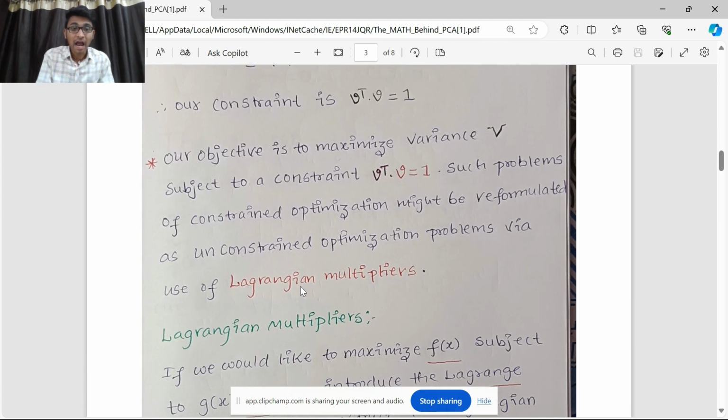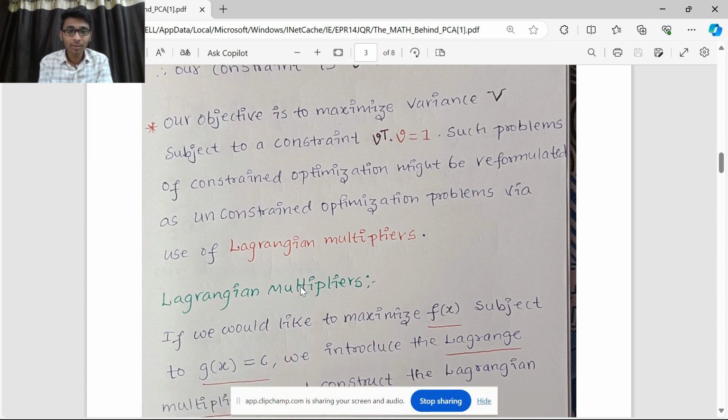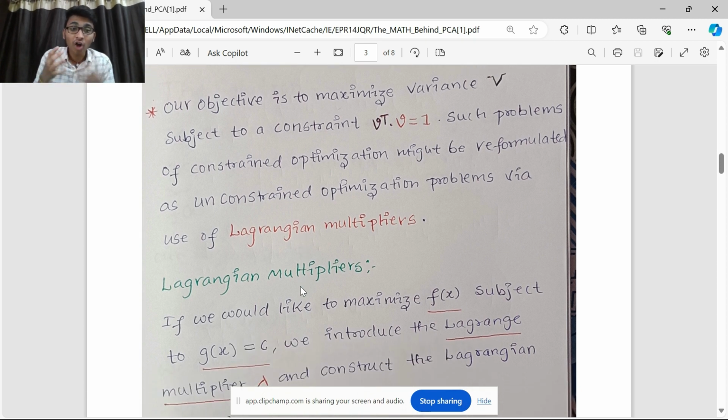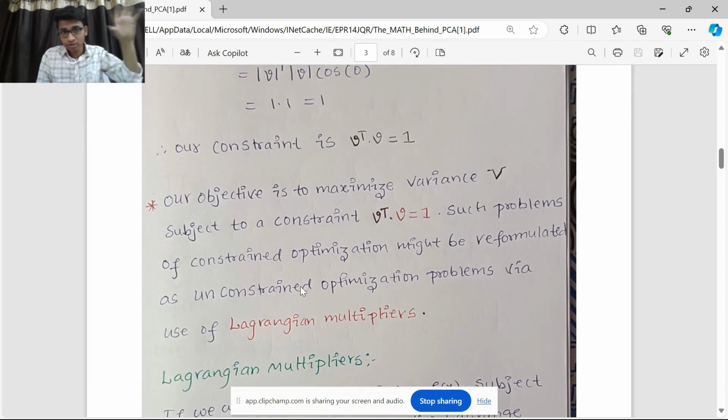Now let's get in. Our objective is to maximize this variance subject to the constraint V transpose dot V equal to 1. For such problems, the real magic comes here: the Lagrangian multiplier. He is the person who is helping us to do this maximization. Such problems of constrained optimization can be formulated as an unconstrained optimization. Now it became an optimization problem: for what value of v will the variance become maximum? Which vector do I have to take so that the variance will be maximum?